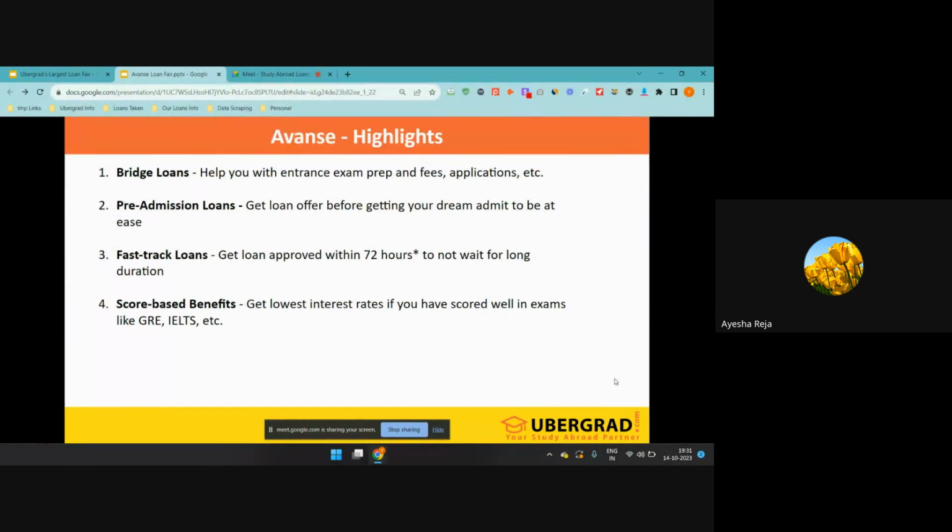There are fast track loans and bridge loans, nothing but like entrance exams. Pre-admission loans mean before taking the admit letter, as I said previously. So even if the university is not decided, you can process it. Fast track loans get approved in 72 hours. Suppose a student has a seat at a platinum university, for that we will do the disbursement in 72 hours only. In previous cases we have already done that.